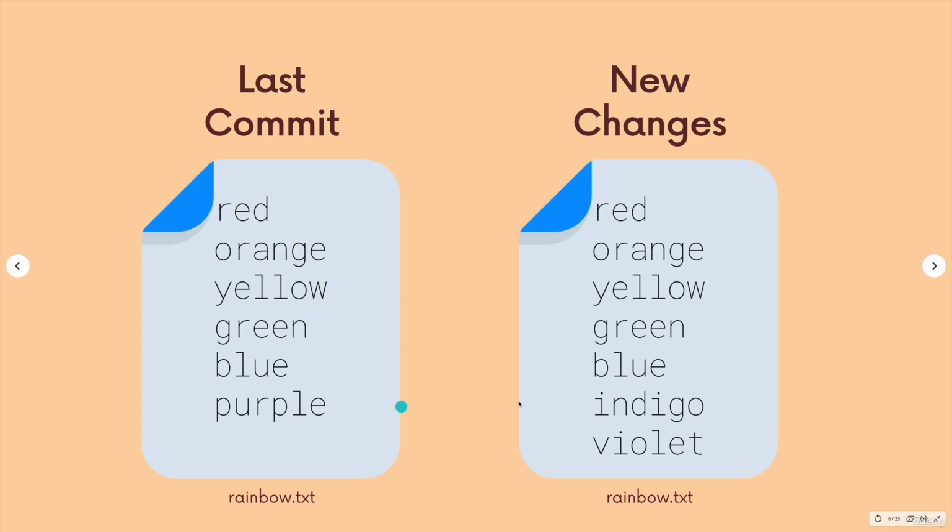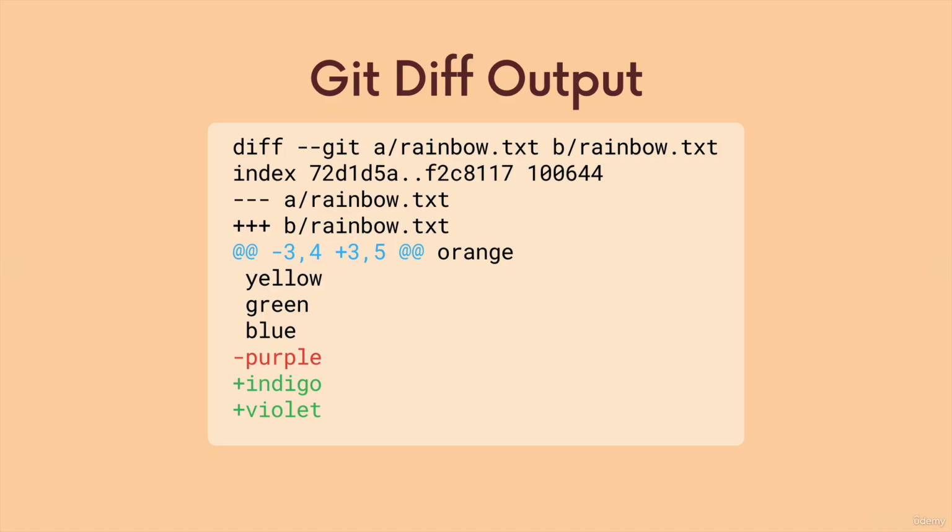We changed this same file so that purple is gone. We deleted that, and we added indigo and violet. So when I run the getDiff command, and again, I'll walk through doing that in the different variations, I'll get an output that looks something like this. There's a lot of stuff going on, even just for that tiny little bit of a change. Hopefully you can see, right? We see purple in red with a minus sign, indigo and violet in green with a plus sign.